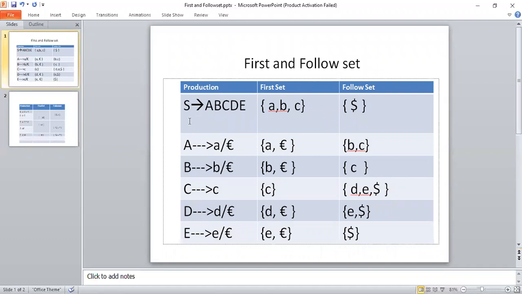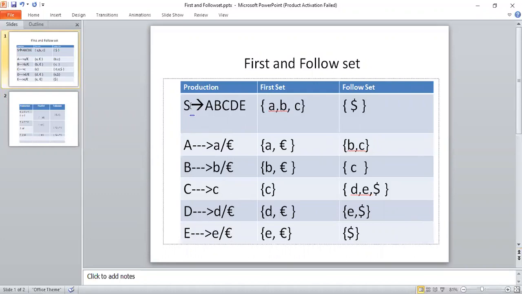Here I have the grammar: S tends to B C D E, A tends to small a | epsilon, B tends to small b | epsilon, C tends to small c, D tends to small d | epsilon, E tends to small e | epsilon. For constructing the first set, we should consider the leftmost symbol. To construct the follow set, we should consider the rightmost symbol.